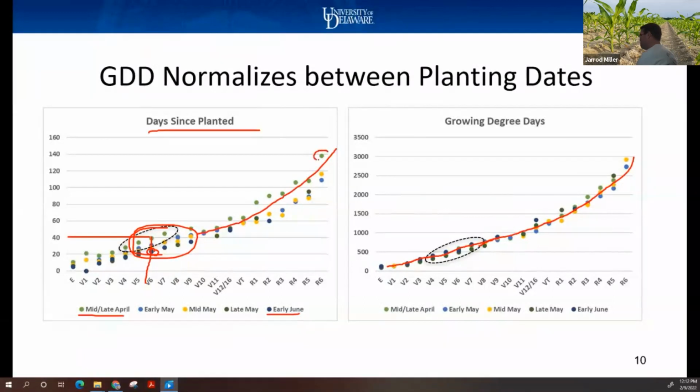So certainly it's valuable to be able to tell someone, if you plant mid to late April, it might take you 140 days until you get to Blacklayer, until you're able to harvest at R6. And we're going to cover all these stages for corn. Versus here where it takes about 110 days when you plant, let's say early May, when you get into this zone here. So planting in early April or mid to late April, yeah, you get out there early, but it takes a lot more days to get to the end if you don't have the right temperature units. Growing degree days just helps us compare better what actually happened.